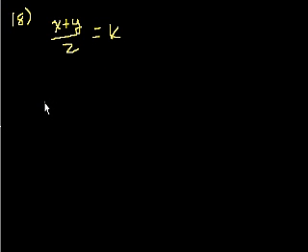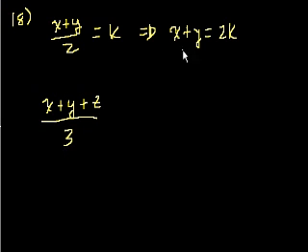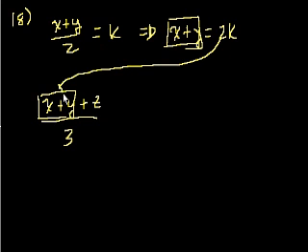So they want to know what x plus y. So the average of x, y, and z is you add up all the numbers and you divide by 3. So they want to know it in terms of k and z. So if we could substitute for x plus y, then we'd be done. So multiplying this equation by 2, we get x plus y is equal to 2k, right? Just multiplied both sides by 2. And then x plus y is 2k, so let's just substitute 2k here for x plus y.